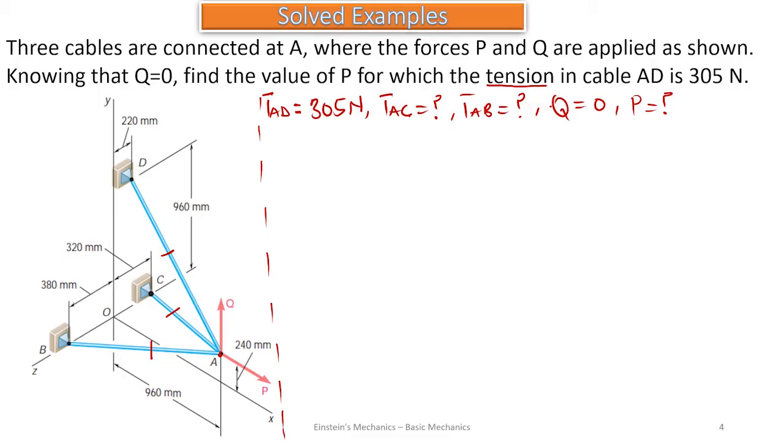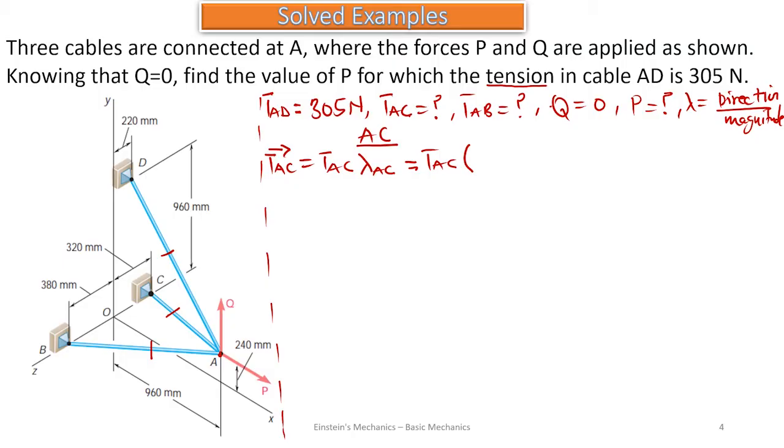Cable AC. From cable AC, we know that our tension in AC, that's the vector, is going to be TAC multiplied by lambda AC. And we know that this lambda is equal to the direction of the force over its magnitude. Are we okay? Over the magnitude. So we are going to do it straightforward. TAC, we don't know, so I'll write TAC, and lambda is going to be the direction from A to the point C, because this vector is saying the tension is from A to C, looking at the direction of the arrow. So I'll start from A. A is on the x line, this point is coinciding with or on the x line.